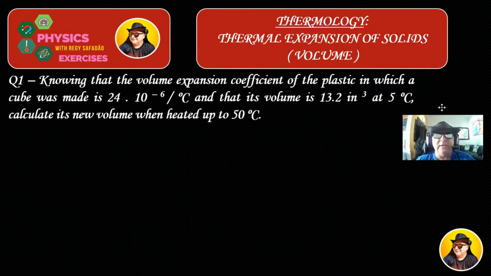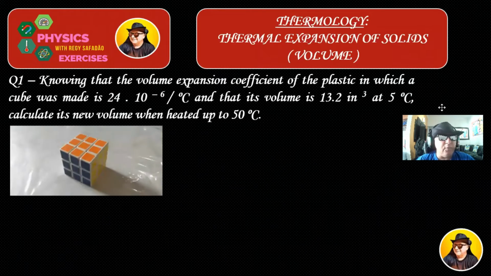Knowing that the volume expansion coefficient of the plastic in which a cube was made is 24 times 10 to minus 6 per degree Celsius, and that its volume is 13.2 cubic inches at 5 degrees Celsius. Calculate its new volume when heated up to 50 degrees Celsius.